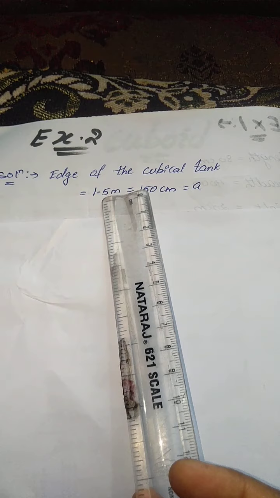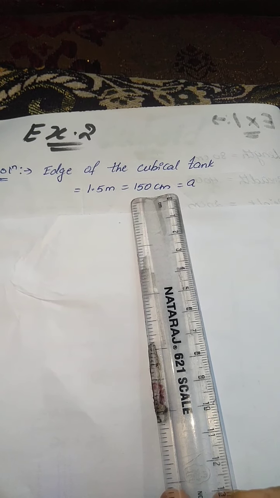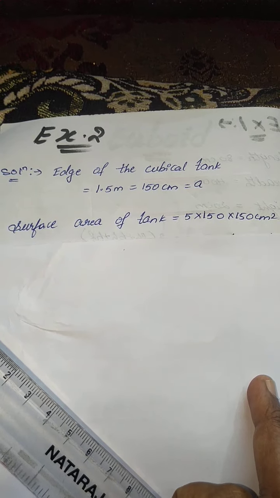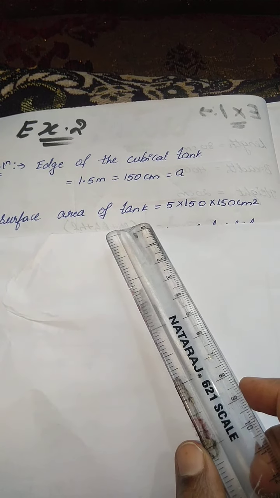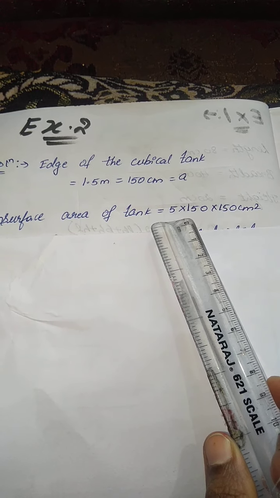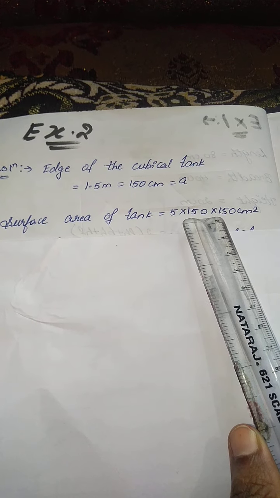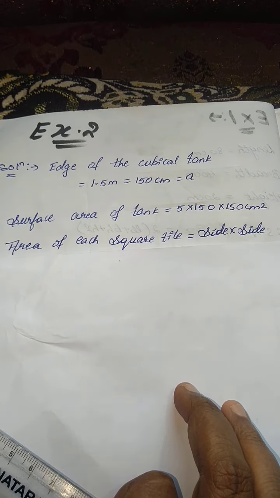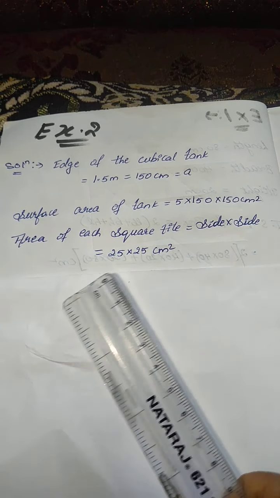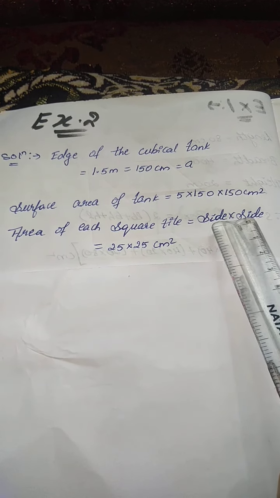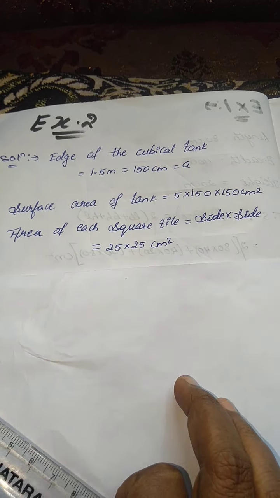Now they have given the edge of the cubical tank as 1.5 meter, that I will convert into 150 centimeter. Why? Because the tiles have been given in centimeters, children. So I have converted it into centimeter. Surface area of the tank: why I am taking 5 faces means the top will be open in the tank. Hence 5 into 150 into 150, and we are not going to place the tiles on the top. And the area of each square tile, as it is square in shape, I will take area as side into side. So 25 into 25 centimeters square.